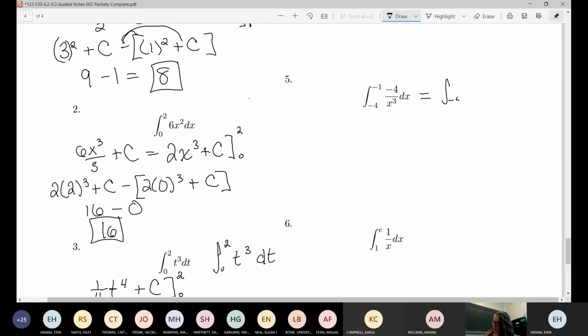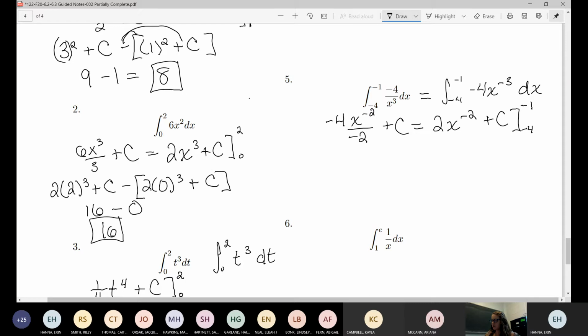So on this number 5, the first thing we should do is rewrite this as negative 4x to the negative third, because remember, just because you have an x in the denominator doesn't mean it's the natural log case. It's only when it's a first power in the denominator that it's the natural log case. So here, this is technically an anti-power rule. Negative 4 comes along for the ride. Add 1 to the power, negative 3 plus 1 is negative 2. Divide by the new power, plus c. So we'll get 2x to the negative second plus c, from negative 4 to negative 1.